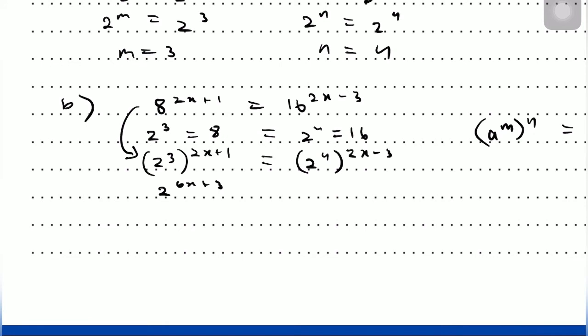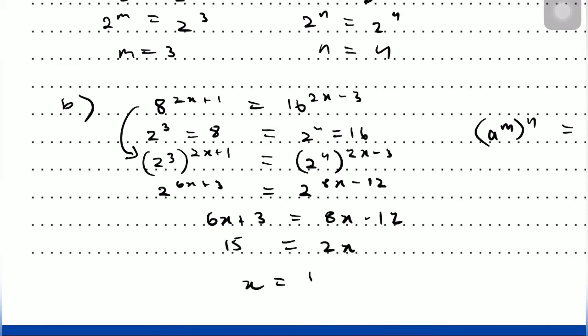So 2 power 6x plus 3 is equal to 2 power 8x minus 12. What I've done is 4 times 2x minus 3, and that would be simplified into 8x minus 12. Now, since on either side of the equation the bases are the same, we can just equate the powers. So 6x plus 3 is equal to 8x minus 12. So that becomes 15 is equal to 2x, and x is equal to 15 by 2, or 7.5.